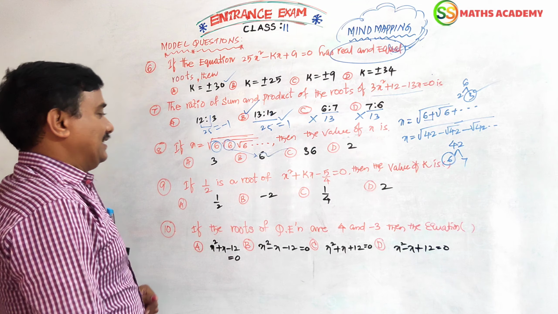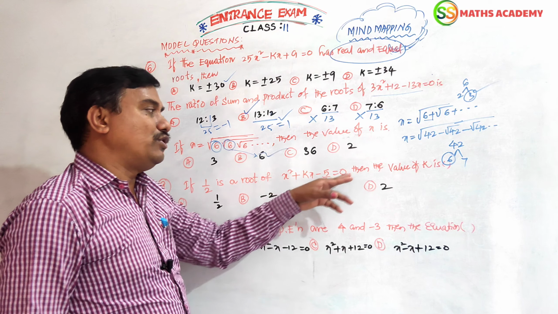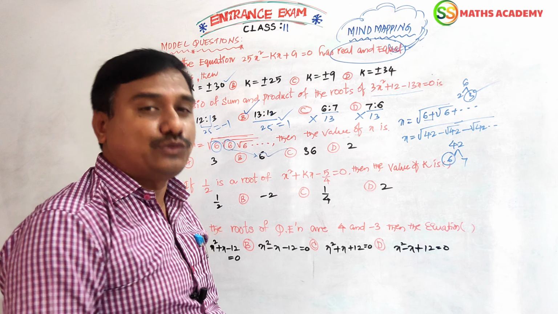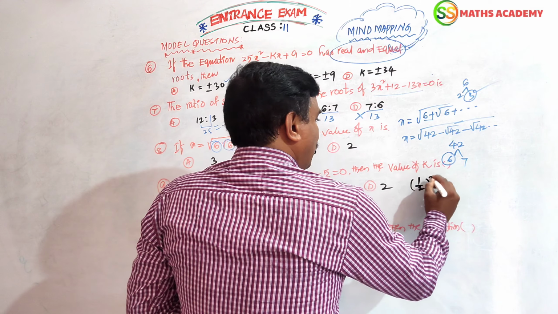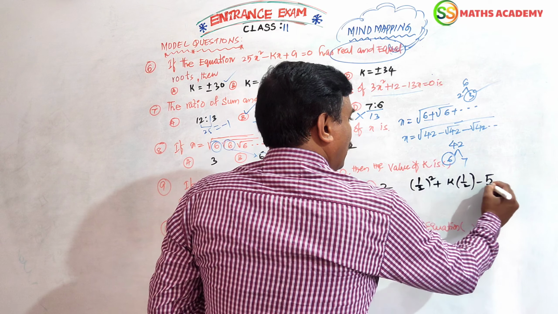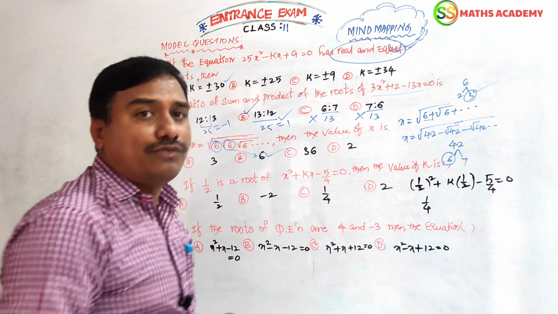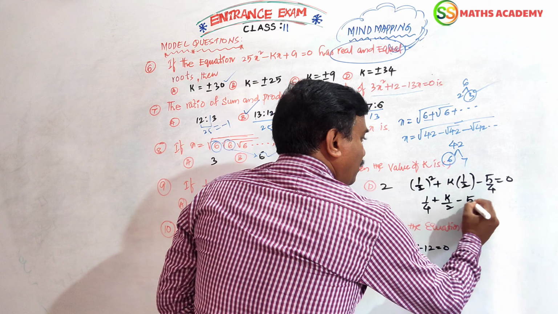Okay, my friends? Next. If 1 by 2 is a root of x square plus kx minus 5 by 4 equals 0, then find the value of k. It is already one root. We have to find the k value. Simple substitution. That's it. 1 by 2 whole square, in the place of x I am substituting it. Plus k into 1 by 2 minus 5 by 4 equals 0. 1 by 2 whole square is 1 by 4. Now k into 1 by 2, k by 2, minus 5 by 4.